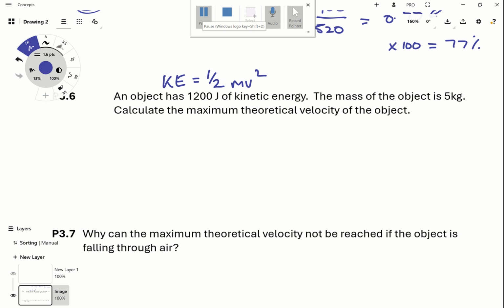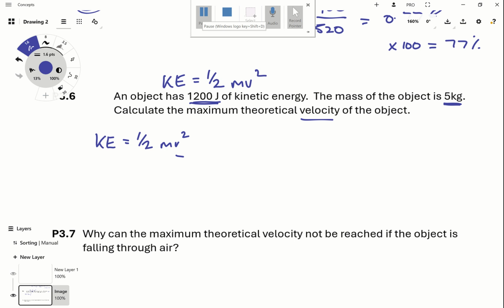It says here, an object's got 1,200 joules of kinetic energy. Brilliant, it's in joules. Mass is 5 kilograms. Brilliant. Calculate the theoretical velocity. Okay, so we've got to be able to rearrange this. So KE equals half mv squared, and I want to get v on its own.